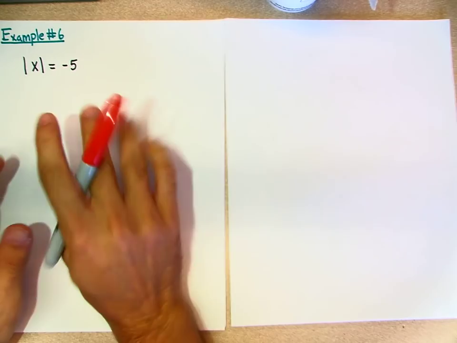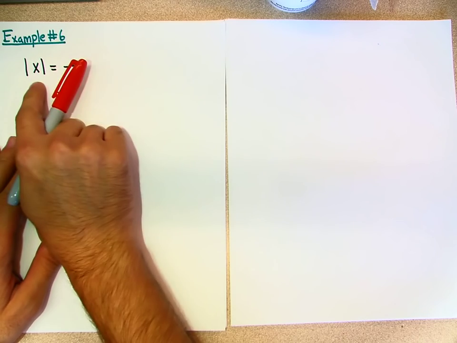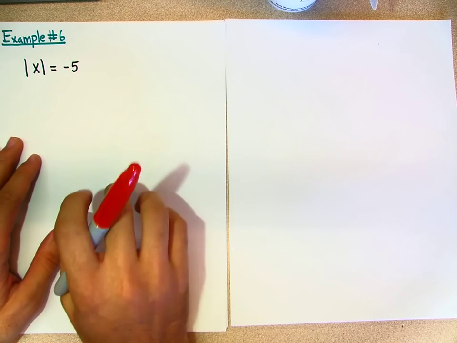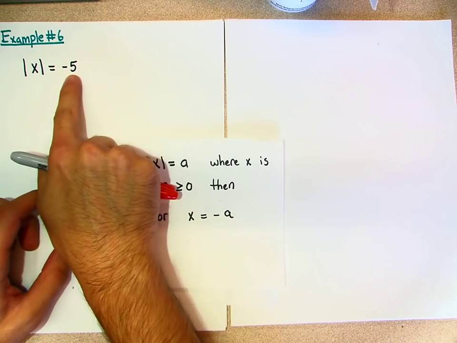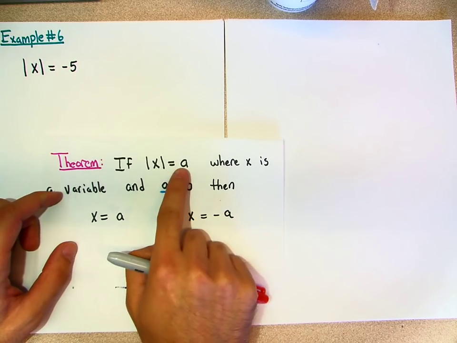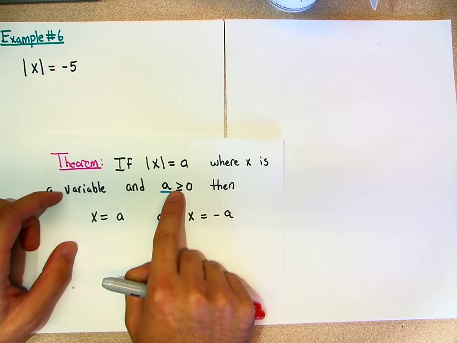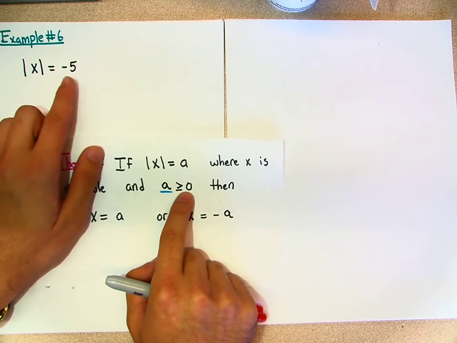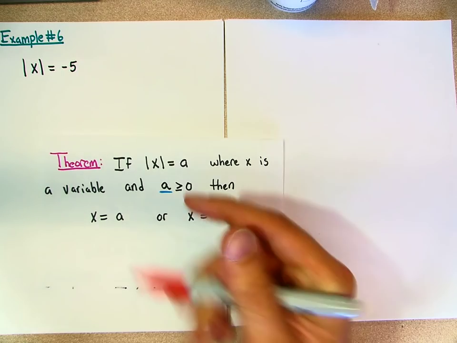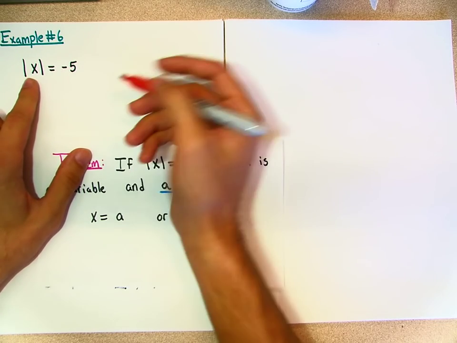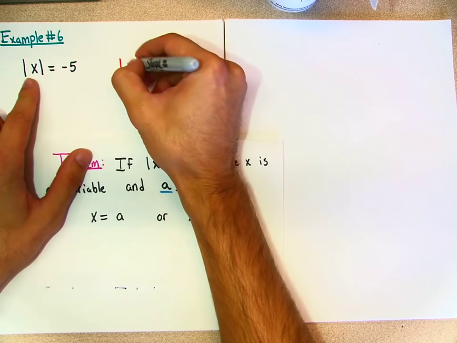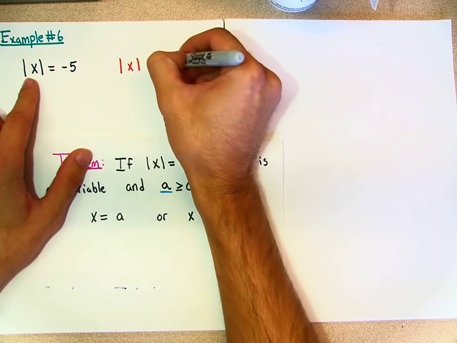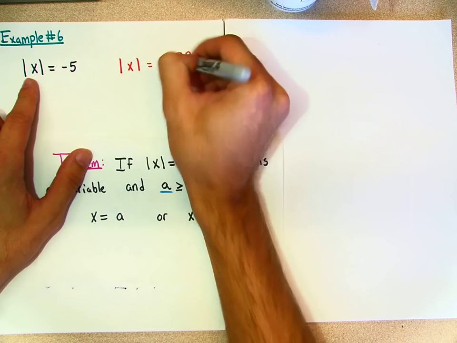Here. Last question. The absolute value of x equals negative 5. Well, remember, our theorem says this value on the right side has to be what? Greater than or equal to 0. Here, negative 5, I mean, that's weird. Think about it. Imagine the absolute value of some number is negative? Is negative? It's not possible.